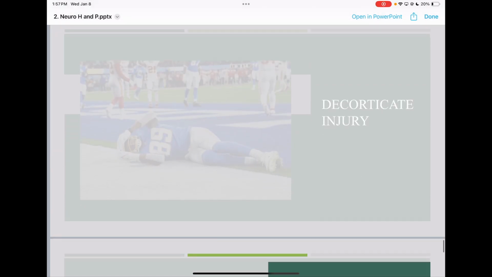Okay, this is the player who got knocked out. Look at his arms. Decorticate posturing. Okay, I didn't have time to get a Tua hit, but he's got plenty of them on the internet. You can find him like this.